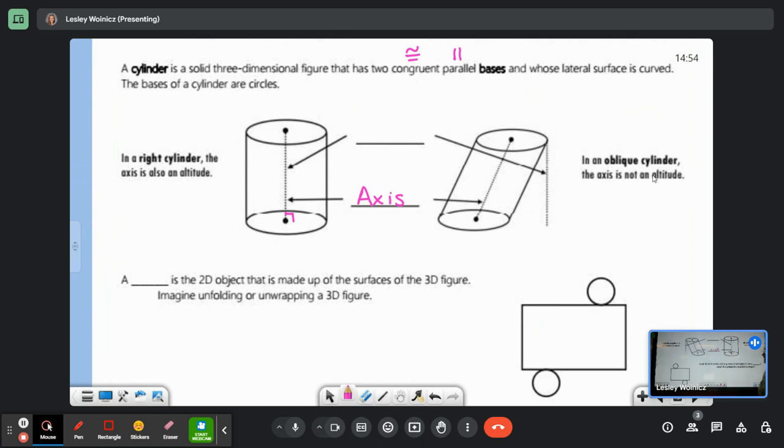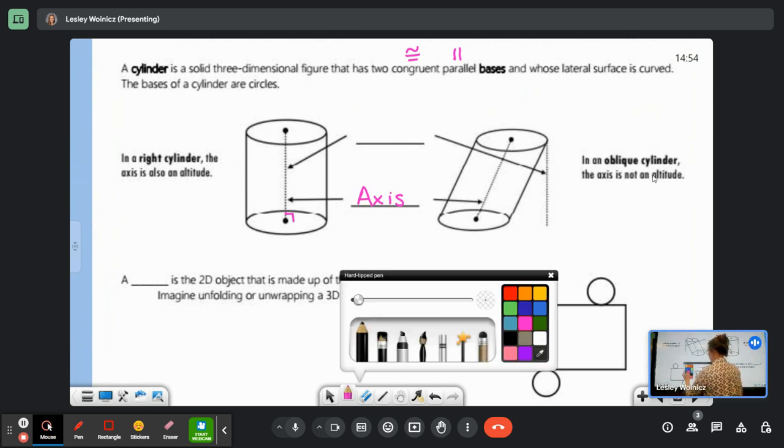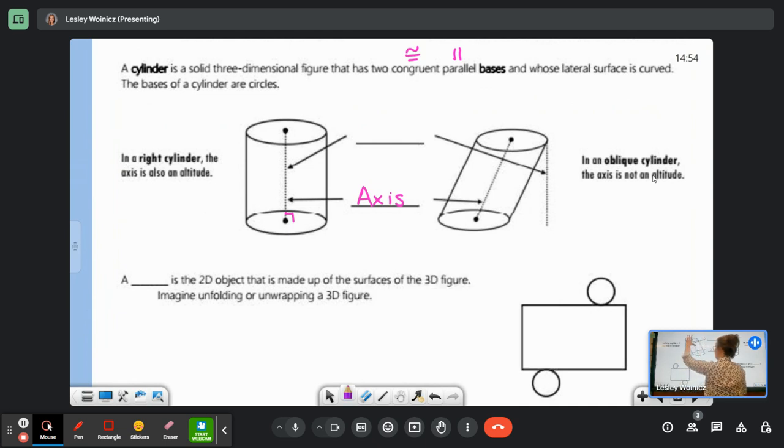Okay, the top blank is the distance from the base to another base. Okay, that's the perpendicular distance, so that is the height. Okay, the name of that segment is the altitude. The altitude is the geometric figure. It's an actual segment. Okay, the height is the length of that segment.